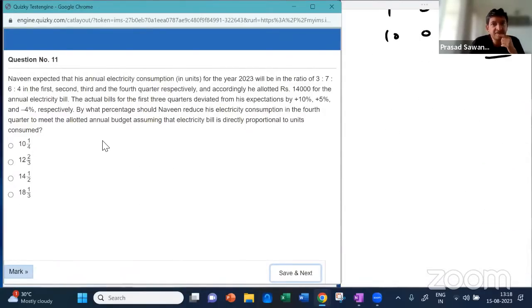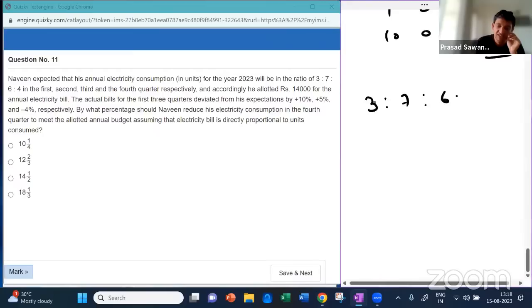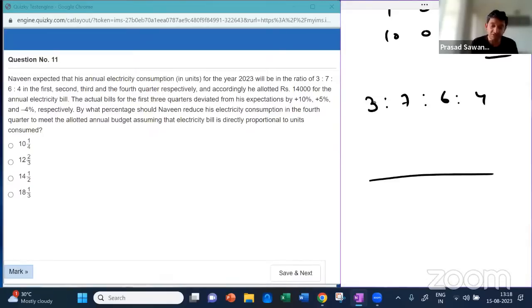Annual electricity will be in the ratio of quarters 3, 7, 6, 4. Very good. So okay, let's see. So 3, 7, 6, 4. So 20 parts. 14,000 annual electricity bill. So he had accounted for 3,500 in each quarter.